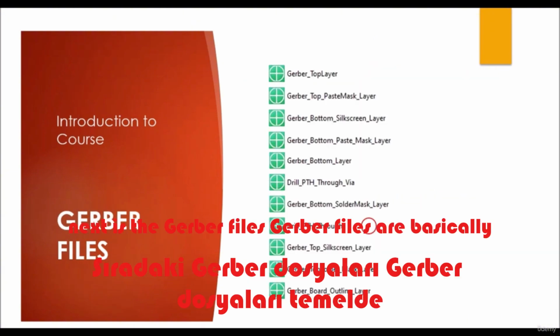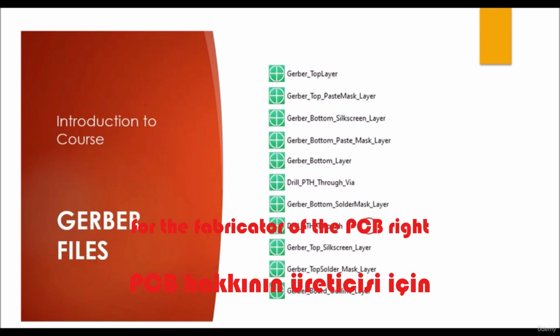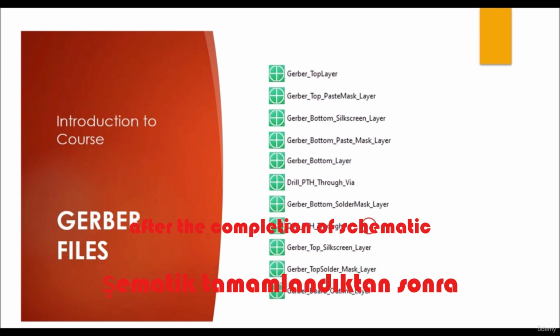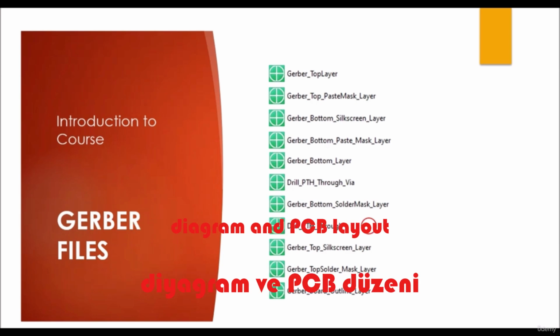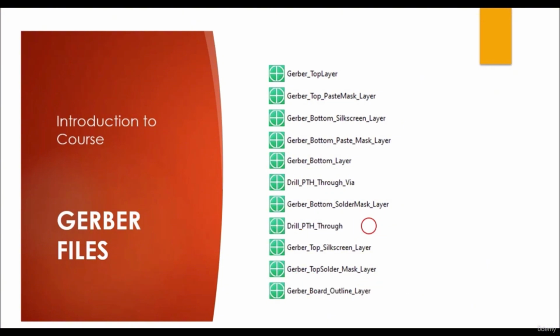Next is the Gerber files. Gerber files are basically for the fabricator of the PCB, right? After the completion of the schematic diagram and PCB layout, we create these Gerber files and send them to the fabricator. These files are according to the layers that we have used in the PCB.